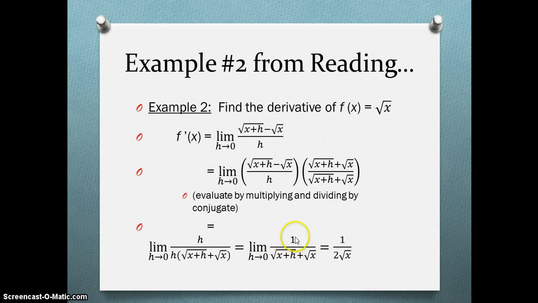Plugging in h is equal to 0, since we factored out the part that gave us a problem, we're left with 1 over 2 square root of x. This is a derivative that we need to know. We'll be seeing this one quite frequently.